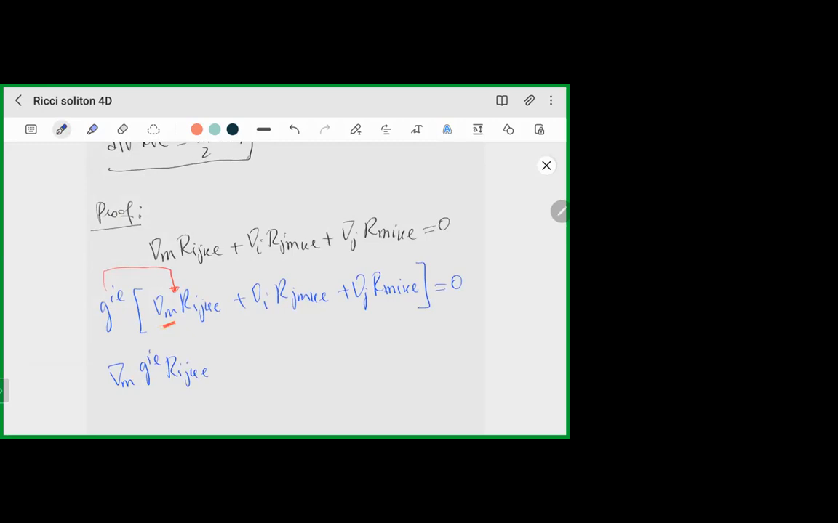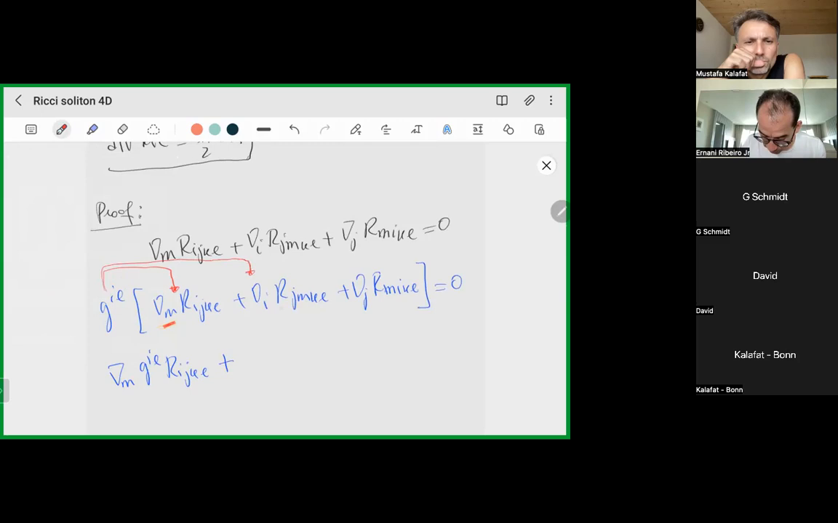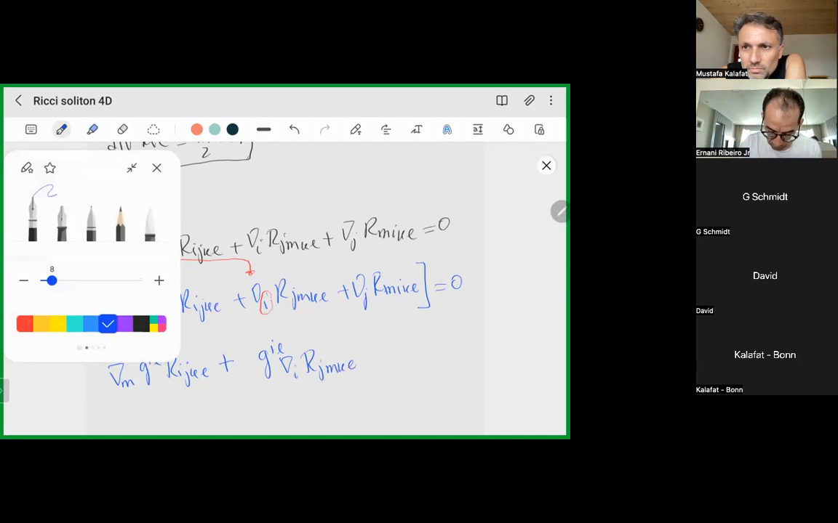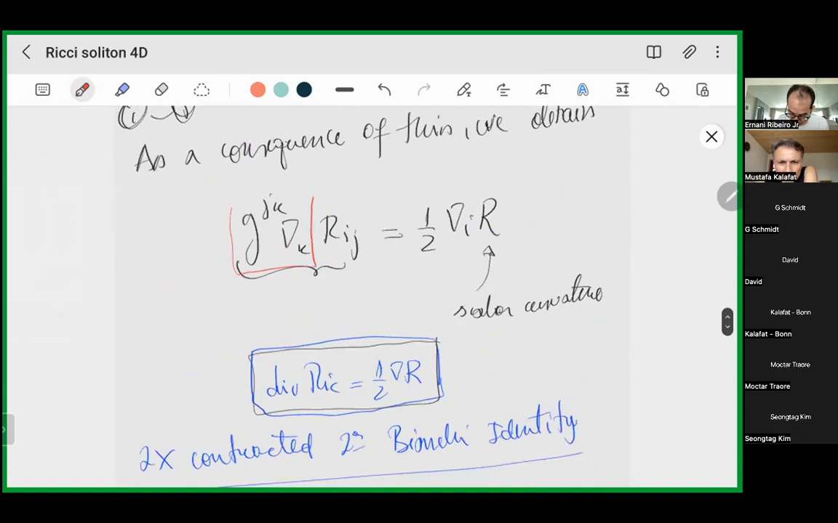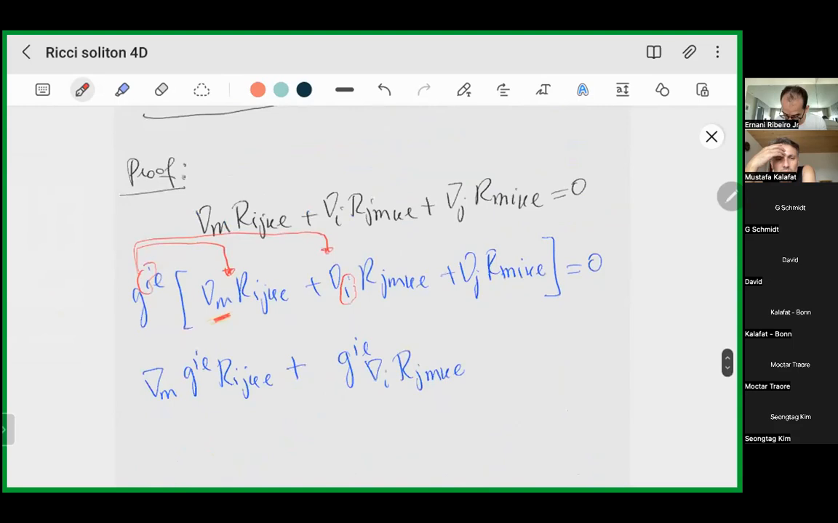Okay, but the second one is a little bit different because this index I repeats here, then I have a trace. Then this term must be written something like this, and I cannot put the metric inside of the derivative, because when you write it out, for example, you can see something like that. We have K here and there is I. Then this term is a divergence. This is a divergence operator, okay? You can keep it, don't worry about it.